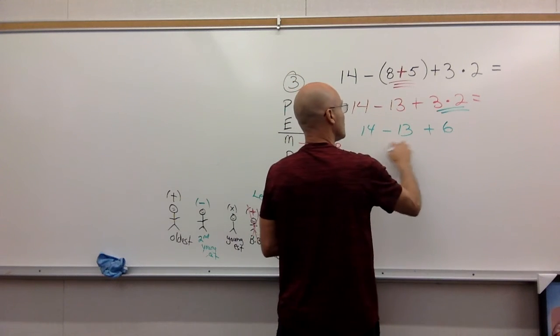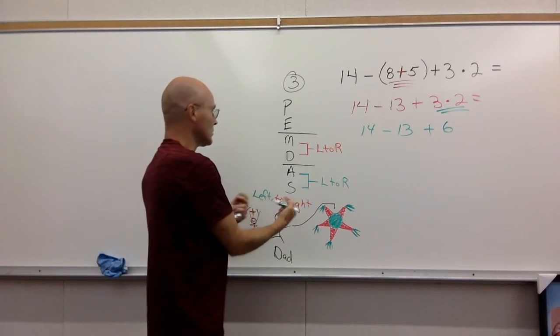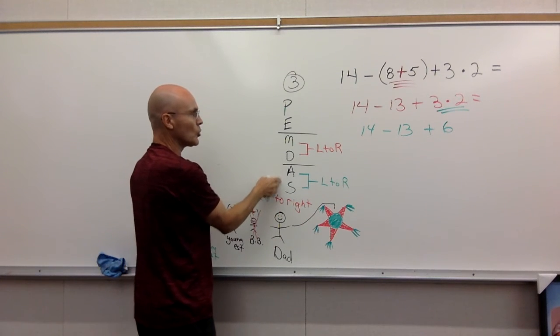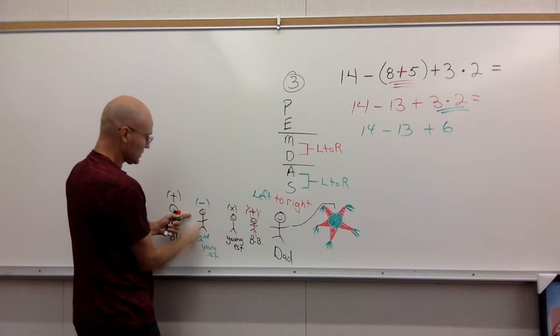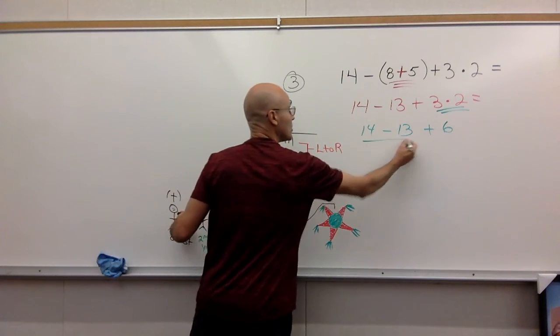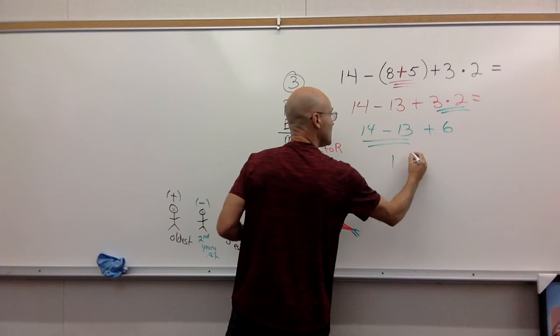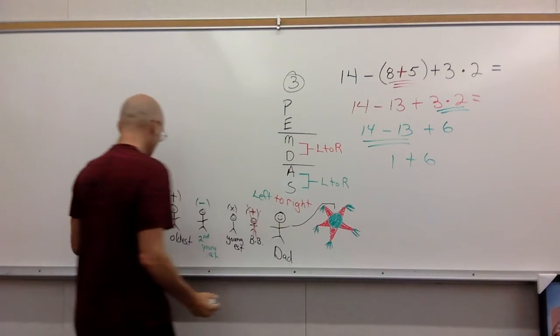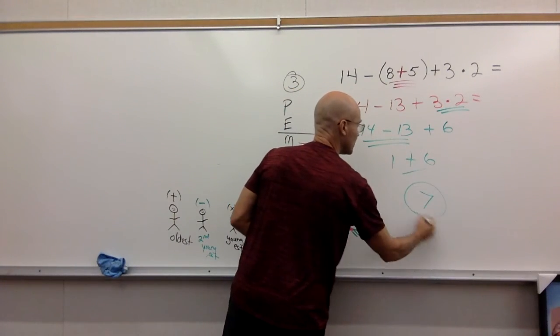So now you got these 2 math problems, subtraction and addition. Well, that's when you got to go left to right with these 2 older boys. So this is the second youngest, subtraction. That's why I'm going to do that one next. And so 14 minus 13 is 1. And the oldest boy finally gets to hit the piñata. And he hits it, and the answer is 7.